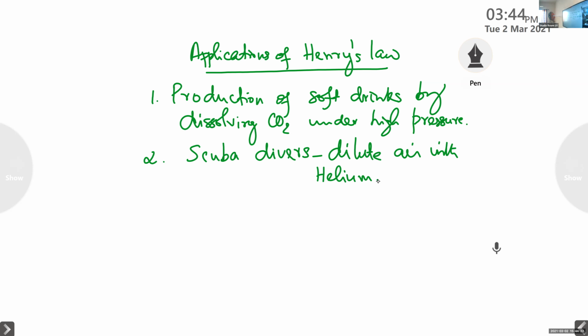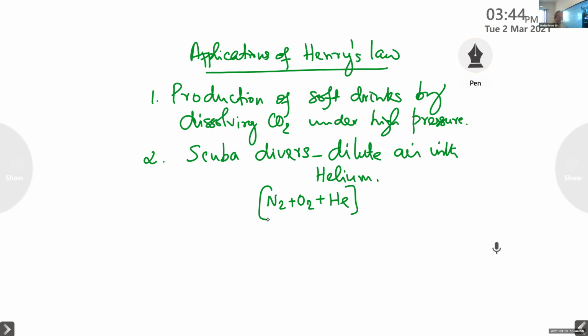The percentage of nitrogen can be decreased. In the mixture, the percent of nitrogen can be decreased. In the air, we have nitrogen plus oxygen, and if it is mixed with helium, there will be helium also, so that the percentage of nitrogen is decreased. Then, when the percentage of nitrogen is decreased, what will happen?